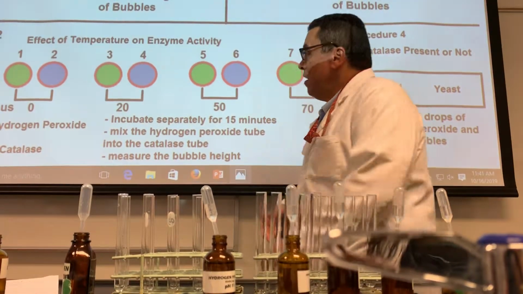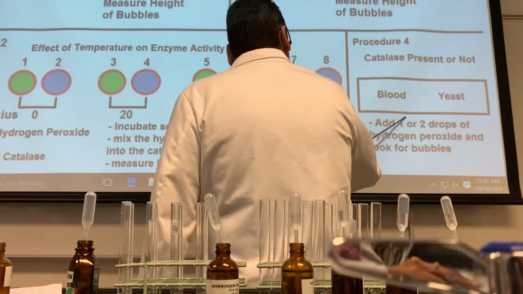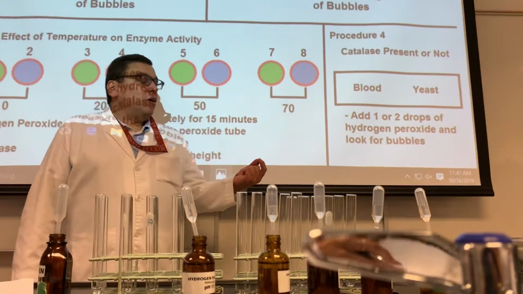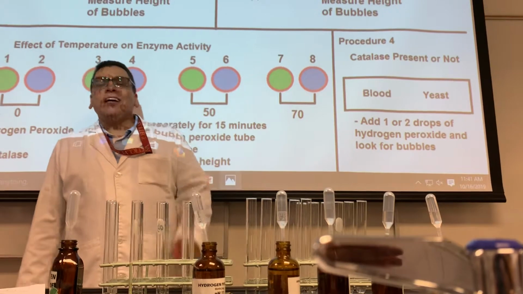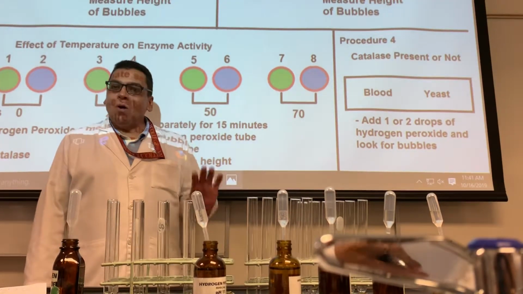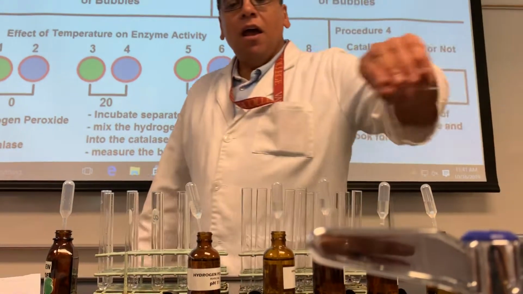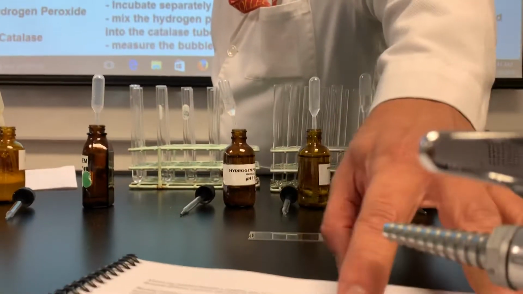All right. And then we're gonna do this. This one we're actually gonna do first, real quick. We're gonna test to see if blood and or yeast has catalase in it. That's the whole idea here. So how we're gonna do it? We have a glass slide up here, and I'm gonna put it here for you so you can record it.